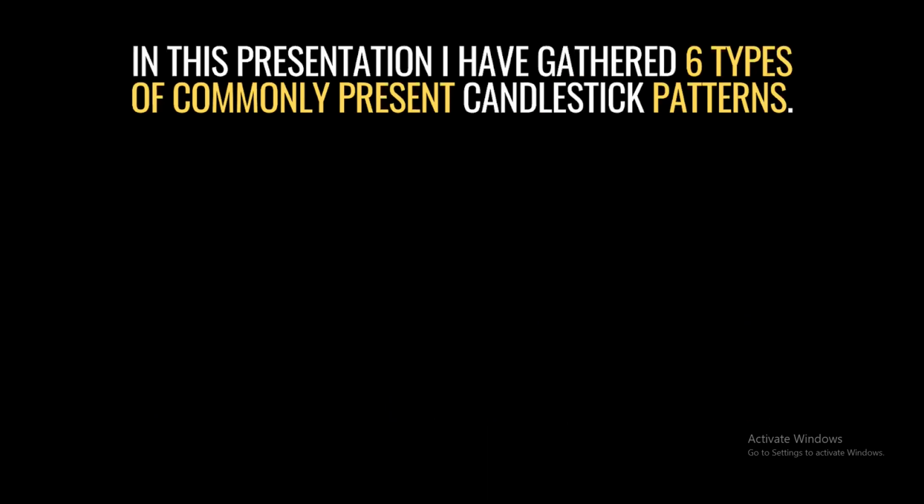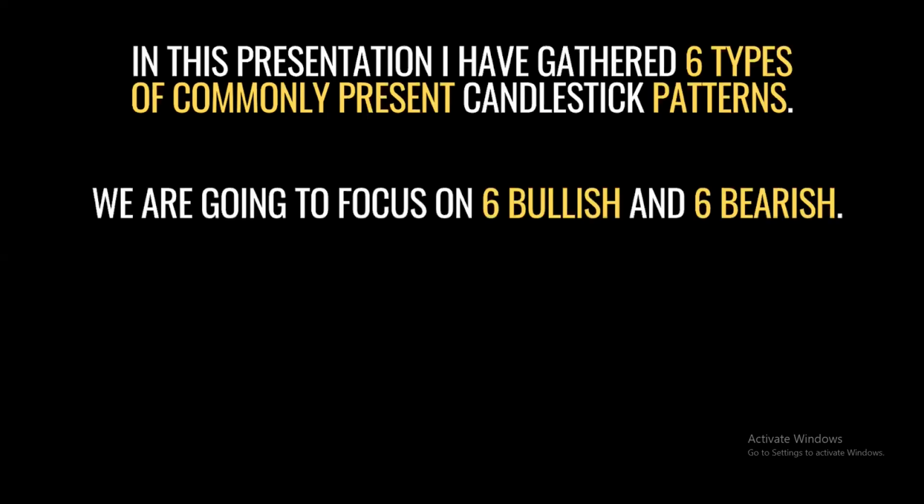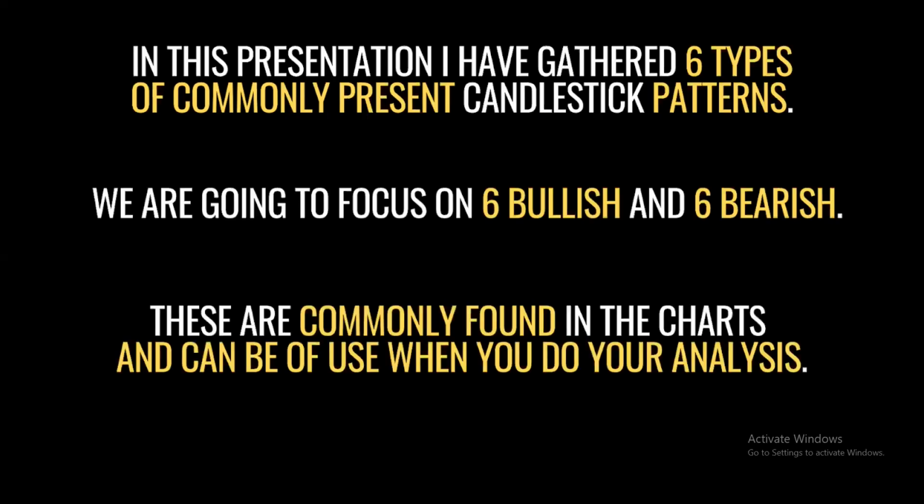There are hundreds and hundreds of patterns to take a look at. Obviously you cannot memorize them all, and you don't have to, because I've gathered 6 types of commonly present candlestick patterns. These are really commonly seen on the charts, and we're going to take a look at the 6 bullish ones and the 6 bearish ones. Once again, these are really easy to recognize. Their idea is almost the same for all of them. They're just a bit different in their bodies and the way they appear, and they can be really of use when you do your personal analysis.